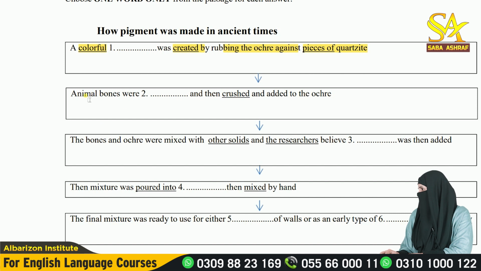Let's spot the next question. Animal bones were dash and then crushed and added to the ochre. Third, bones and ochre were mixed with other solids and researchers believe dash was then added. Then the mixture was poured into dash, then mixed by hand. Okay, let's see the next. The final mixture was ready to use for either dash of walls and dash type of dash for the body.